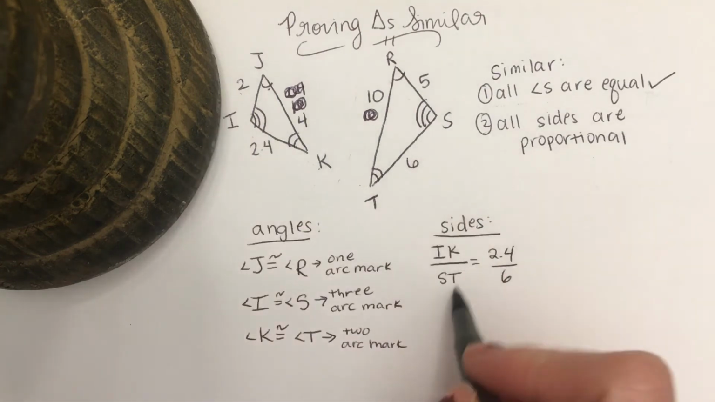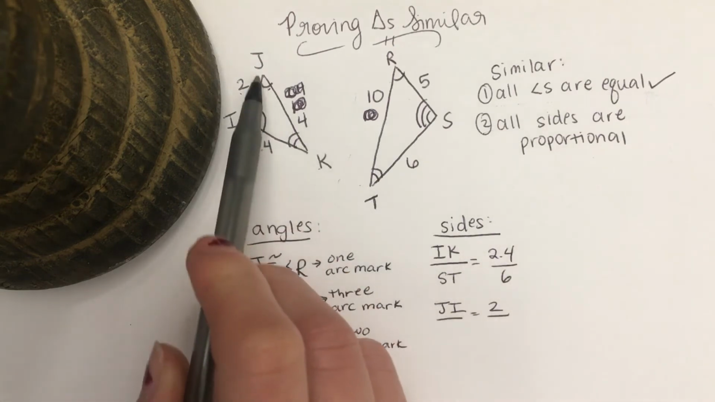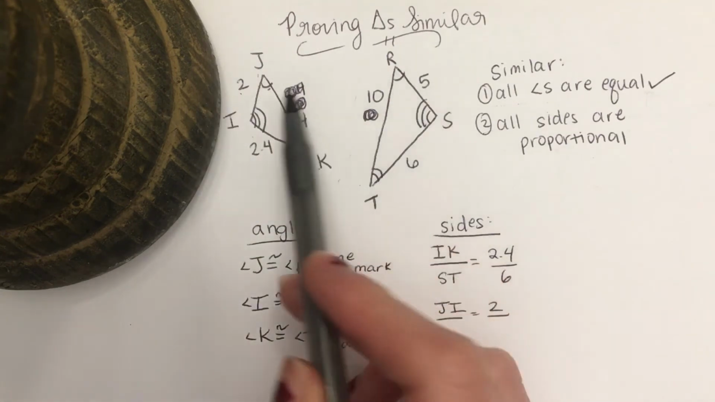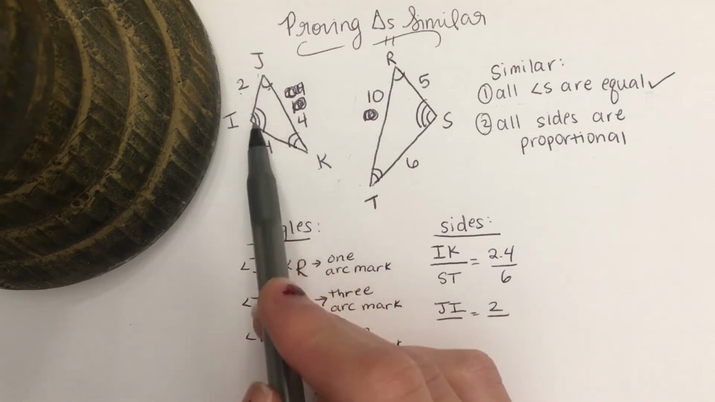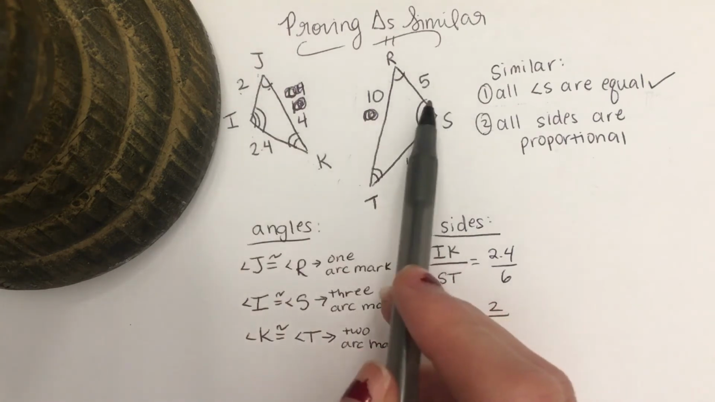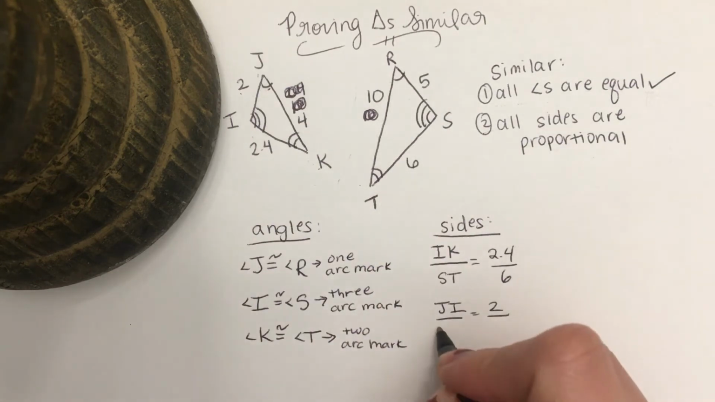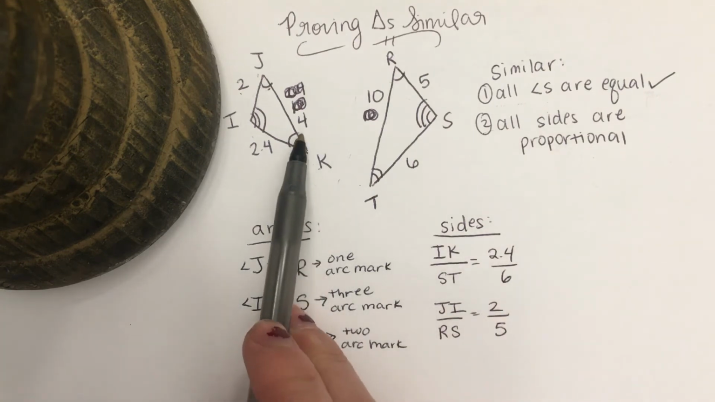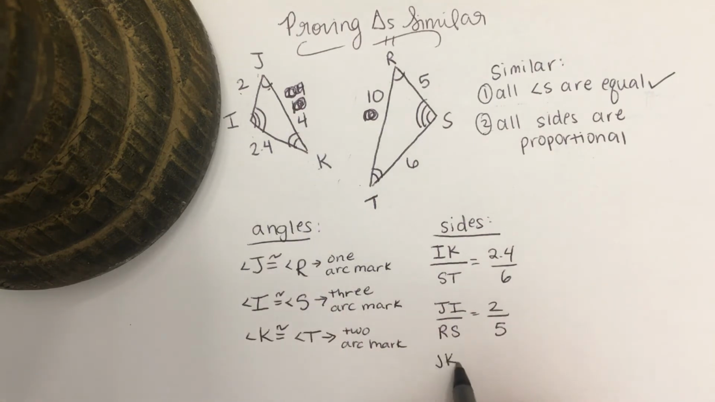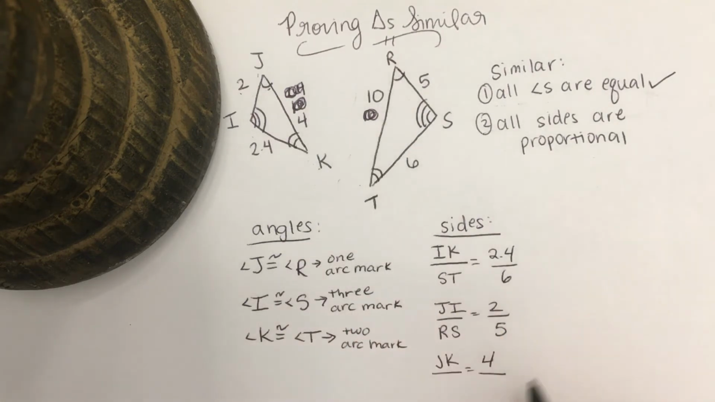If I go up here to JI, side JI is going to be 2 units long. Again, remember it's being flipped. It's between that 1 and 3. I've got 1 arc mark and 3 arc marks. It's that side sandwiched in between. So when it flips over, that gives me 5, which is side RS. So RS is 5. And then my last one, I've got JK. JK is 4 units long, and again, when it's been reflected, it's going to match up here with RT, which is 10 units long.